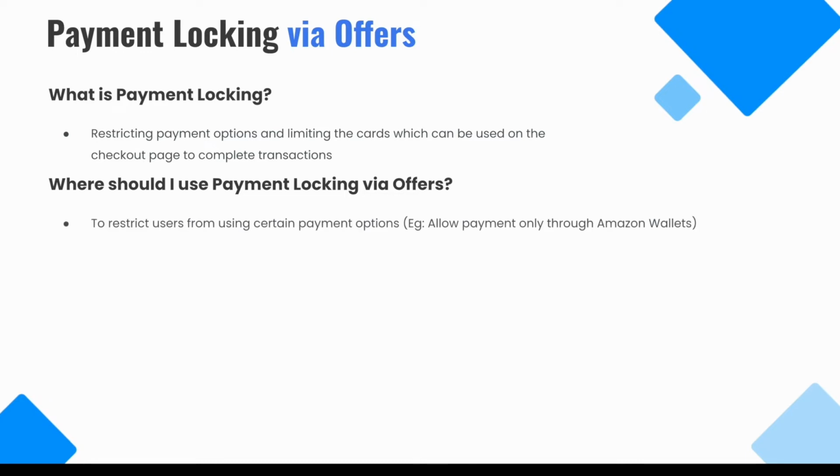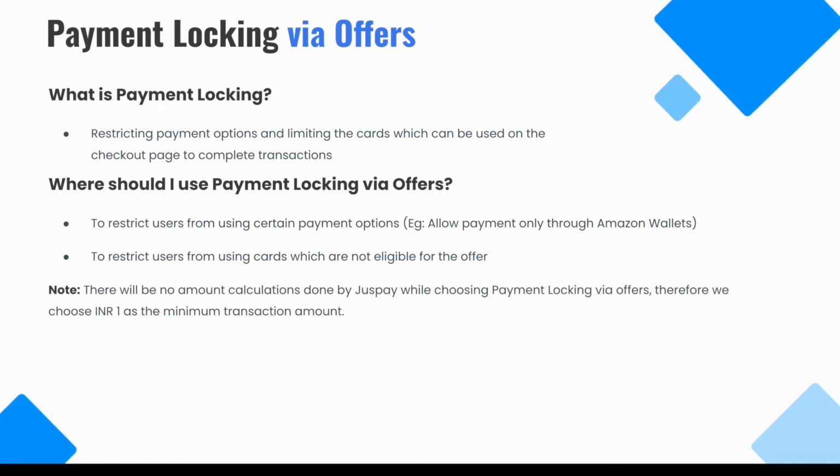Payment locking via offers can be used to restrict the users from using certain payment options, for example, allowing them to do payment only through Amazon Wallet, or to restrict the users from using certain cards which are not eligible for the offer. Please note that while you are configuring payment locking via offers, there will be no amount calculations done by JustPay. Therefore, we choose ₹1 as a minimum transaction amount.